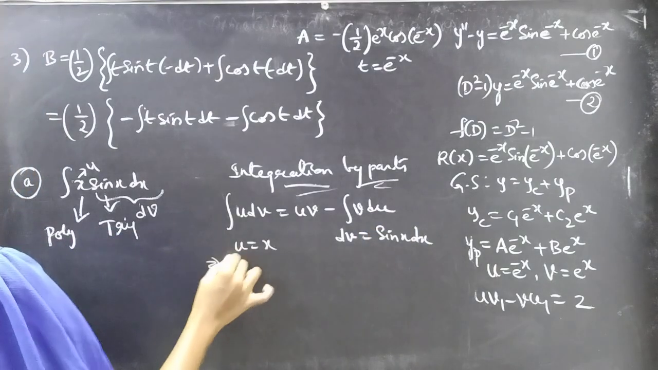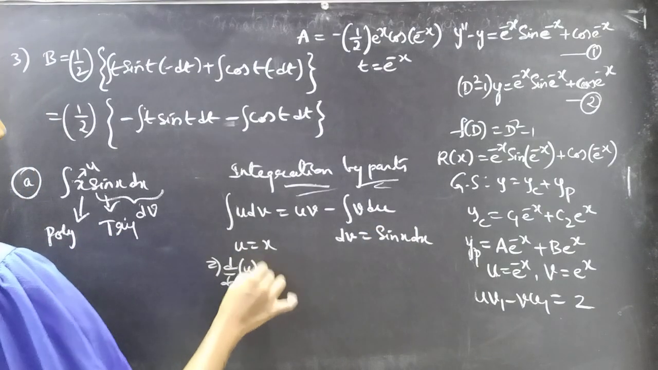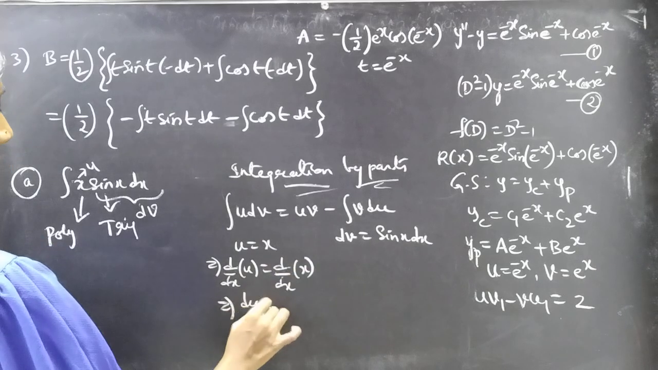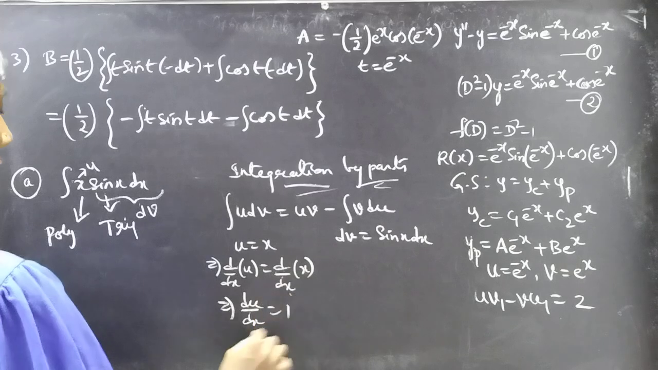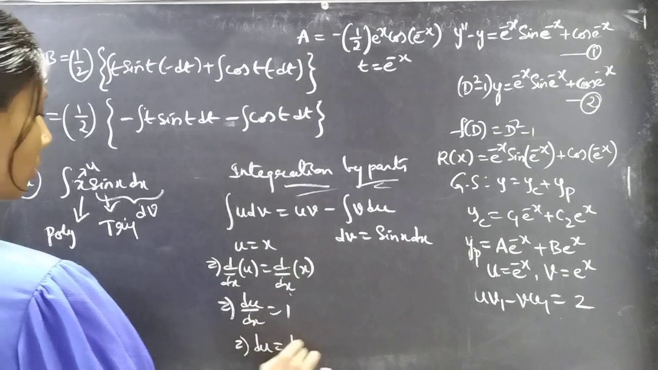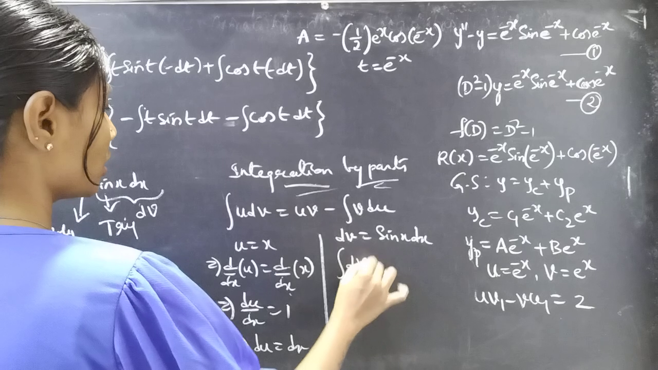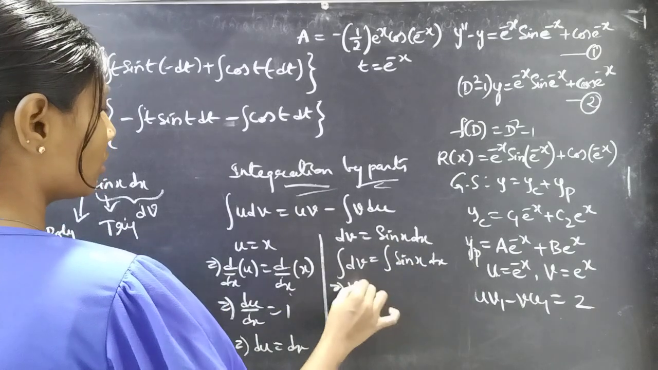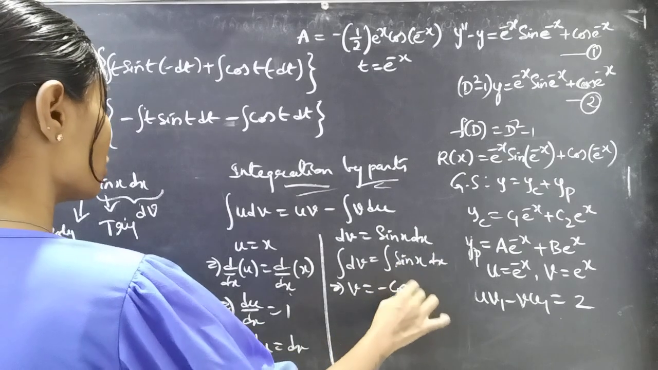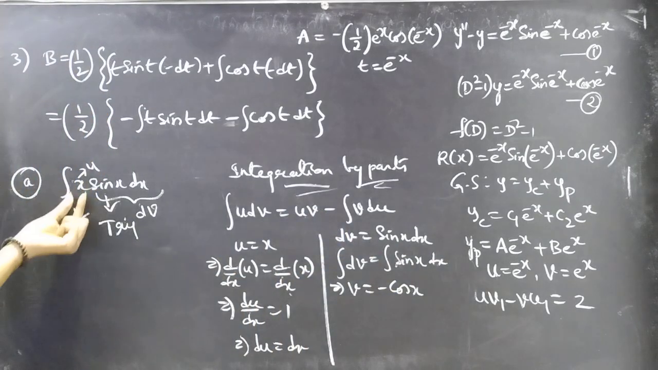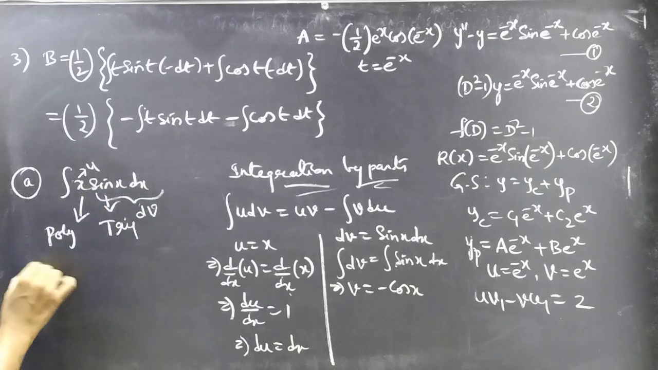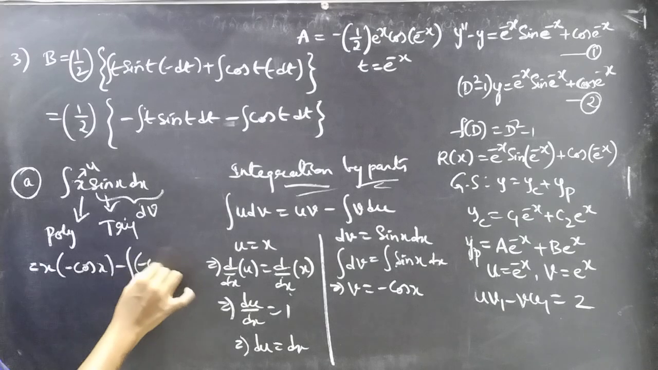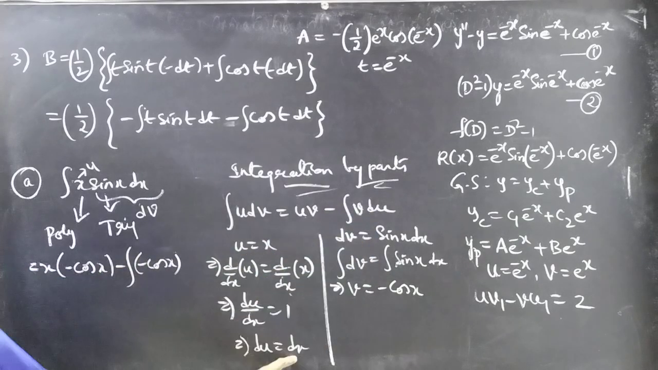Here, differentiate on both sides with respect to x. We'll get du by dx equals the derivative of x with respect to x, which is 1, which gives us du equal to dx. And here we'll integrate on both sides, which gives us v equal to integral sin x dx, which is minus cos x. Now apply the formula: integral u dv equal to u into v minus integral v into du, equal to dx.